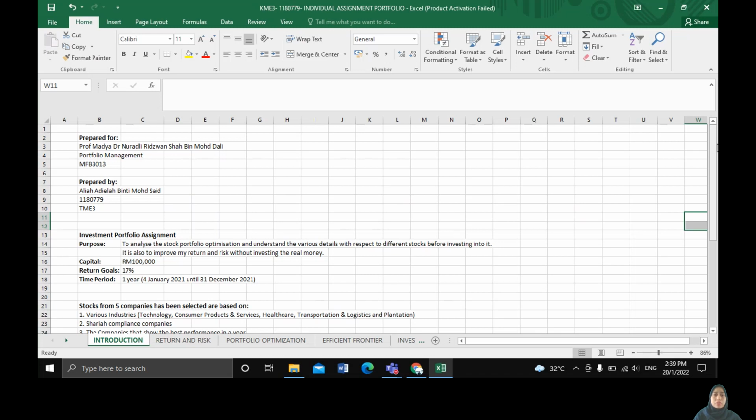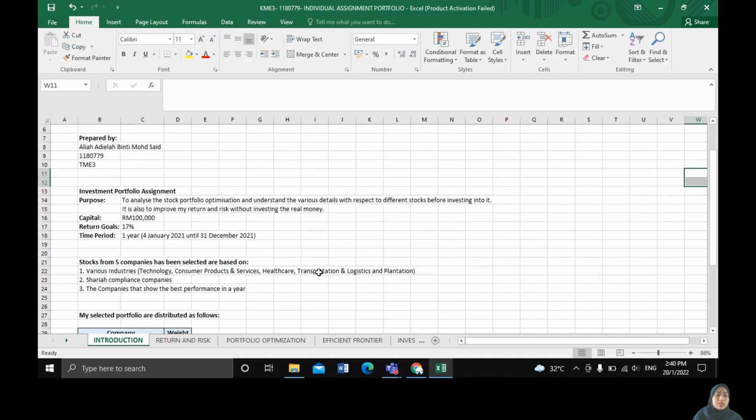I am from KME3. Now I would like to present my investment portfolio assignment. The purpose of the investment is to analyze the stock portfolio optimization and understand the various details with respect to different stocks before investing in them. It is also to improve my return and risk without investing real money. I was given 100,000 ringgit and my return goal is 17%. The time period is 1 year, starting from 4 January 2021 until 31st December 2021.